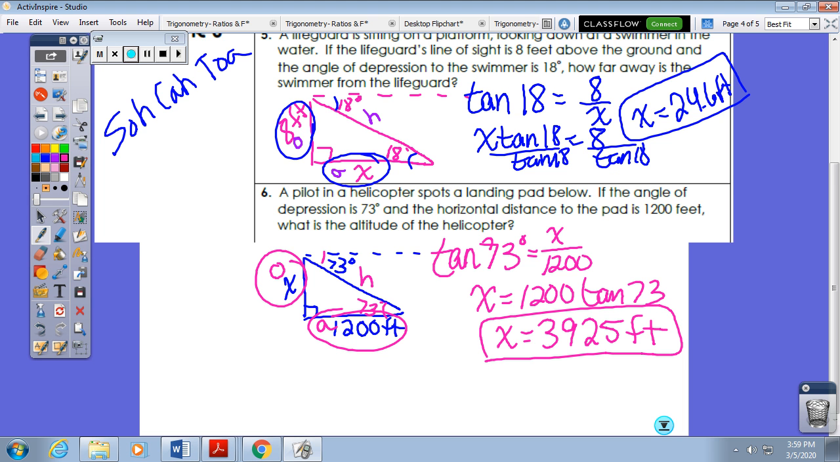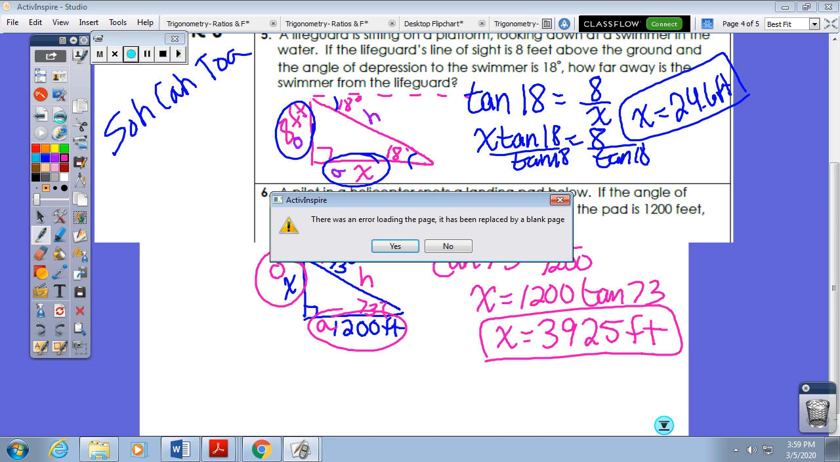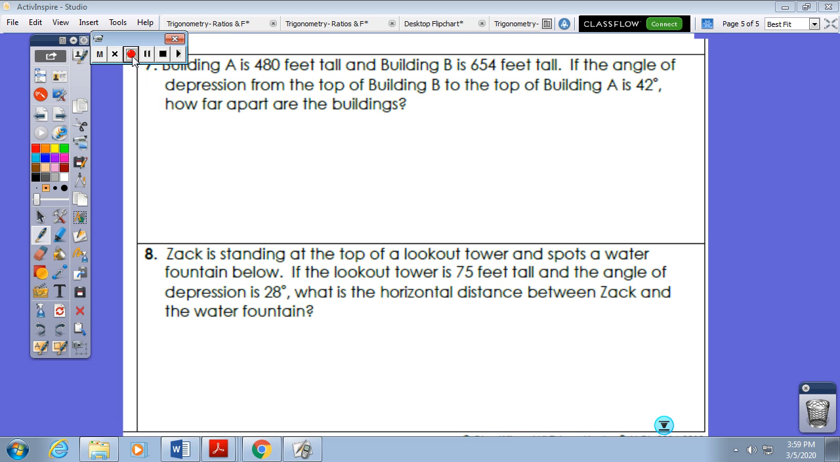All right, let's look at a couple more. Building A is 480 feet tall and building B is 654 feet tall. The angle of depression from the top of building B to the top of A is 42 degrees. How far apart are the buildings? So we're talking about building A and building B. Building B is taller than building A.